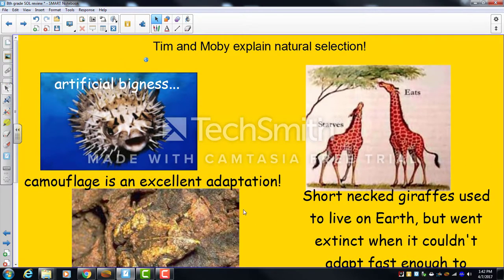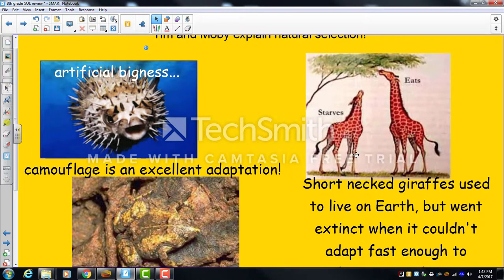Now, another example we talked about was that we have evidence of evolution. We have evidence of things that used to live on the planet that did go extinct because they couldn't survive. And one of those, of course, is the short-necked giraffe.